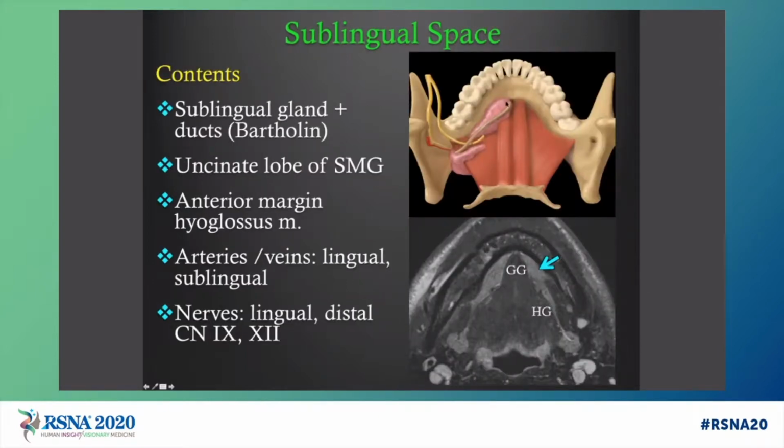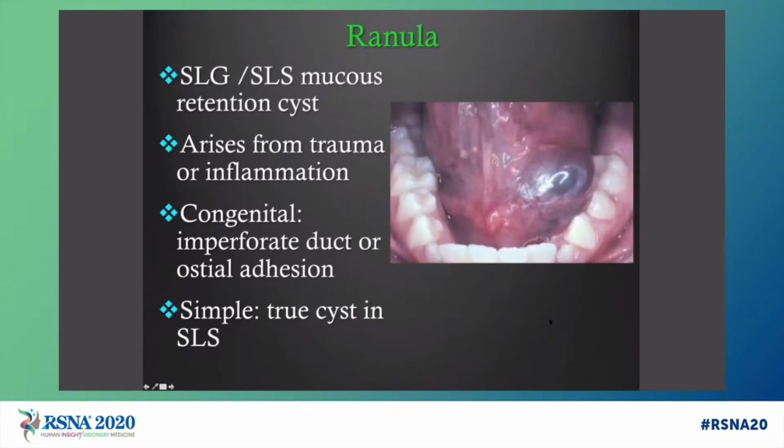So our sublingual space, of course, contains the sublingual gland, as we see here on our axial T2 weighted image, our hyperintense sublingual gland. It also contains the deep lobe, or the uncinate lobe, of our submandibular gland, from whence arises the submandibular duct. Also, the hypoglossal nerve and the lingual nerve run along the lateral aspect of our hyoglossus muscle, as we see very nicely on our T2 weighted image.